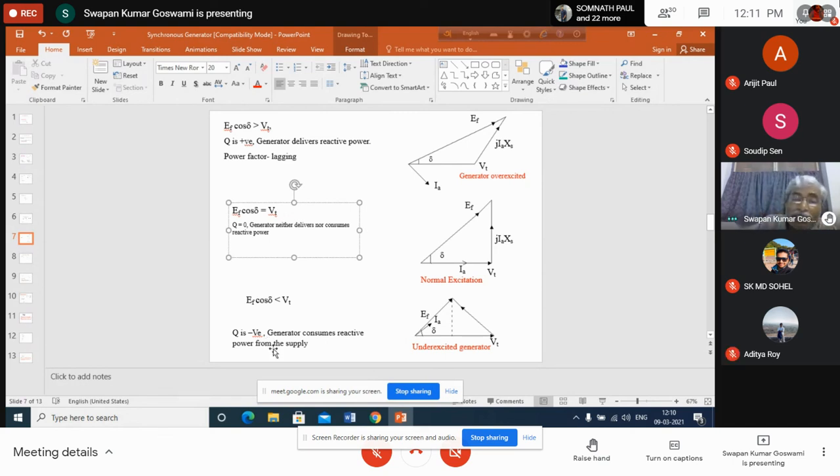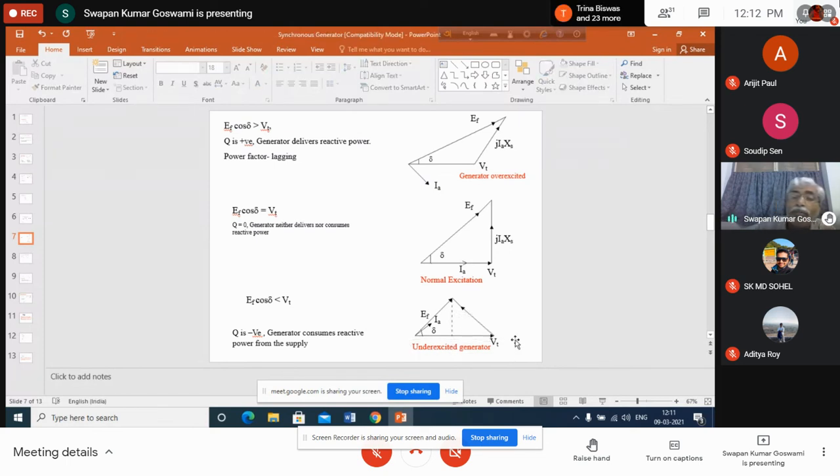In this case, since the field current is less than the normal field current, we can have this operating point if the field current is reduced with respect to the earlier operation. If the field current is reduced further, then the induced EMF will be less than this value. So what will happen? Now the reactive power will be consumed by the generator. Since the field current is less than the normal excitation, this condition is called underexcited operation of the generator.